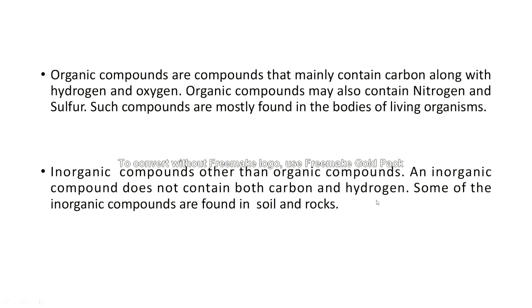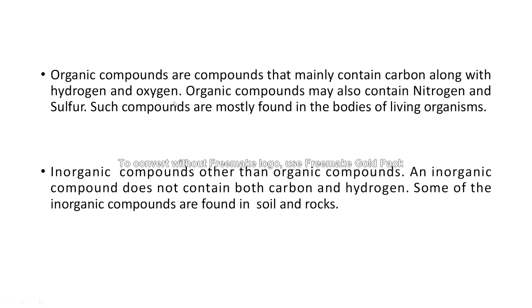Organic compounds are compounds that mainly contain carbon along with hydrogen and oxygen. They may also contain nitrogen and sulfur. I mean that the main constituents of organic compounds are carbon, hydrogen, and oxygen, but there are cases whereby we can find nitrogen and sulfur. Organic compounds are mostly found in the bodies of living organisms, for example, plants, animals, humans. That is where we can find organic compounds.